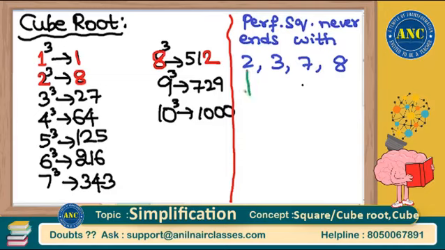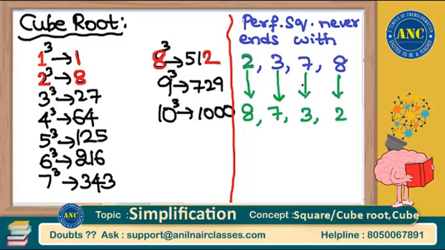When I cube it, I will get their tens complement. That means tens complement is nothing but 10 minus 2 is 8. If I cube 2, it will end with 8. If I cube 3, tens complement of 3 is 10 minus 3, 7. It is ending with 7. If I cube 7, it will end with 3. If I cube 8, it will end with 2.